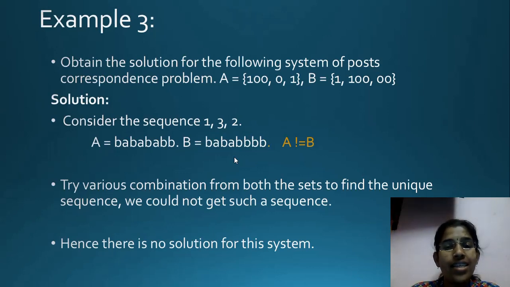We consider that you take any subsequence. Here I take 1, 3, 2. You can take 1, 2, 3, or 2, 3, 1. You can take any subsequence. But finally, we want to prove that the two sets of substrings of list A and list B are equal. Here I checked many combinations, but I can't make equal substrings for any subsequence set. So A is not equal to B. You can try various combinations from both sets, but there is no unique sequence. We could not get an equal sequence. Hence there is no solution for this system.